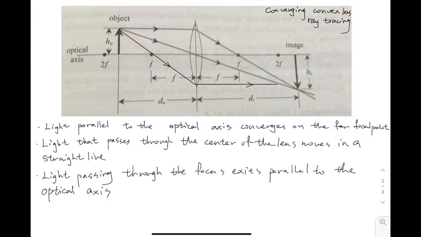So there are three main key concepts in ray tracing. So first, light parallel to the optical axis converges on the far focal point. And second, light that passes through the center of the lens moves in a straight line. And third one, light passing through the focus moves parallel to the optical axis. So this figure shows these three key rays of light originated at the object and intersecting at the image formed by this converging convex lens.